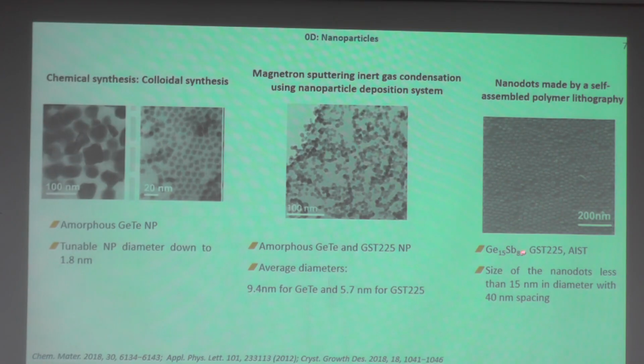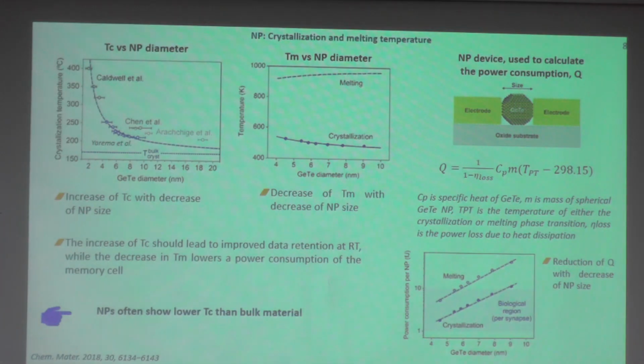and here you can produce nanodots of germanium antimony, GST 2 to 5 and AST, and the size of such nanodots can be less than 50 nanometers in diameter, and the spacing between them can be like 50 nanometers. So here you see that such nanodots can be produced on a substrate by a self-organized process, self-assembly. So now let us look at the crystallization and melting temperature of such nano objects.